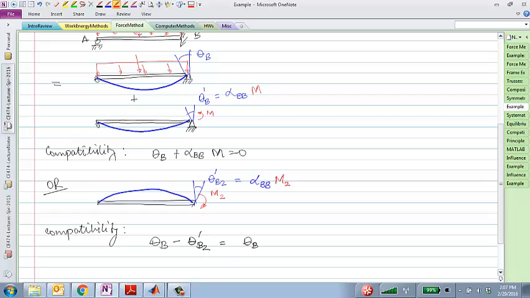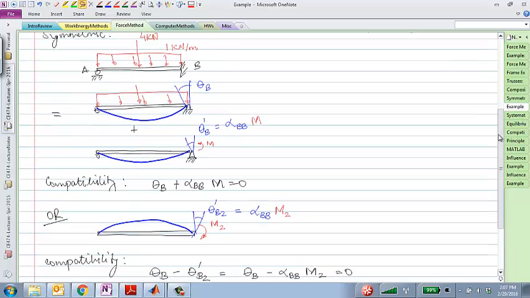No, it's the same location, same moment, just applied in the opposite direction. So the sign of the rotation will be taken care of by M2, right? So what we would get here is minus alpha BB M2 equal to 0. Make sense? So the point here is that it does not matter which way you choose your redundant moment. You just have to be consistent with your compatibility equation.